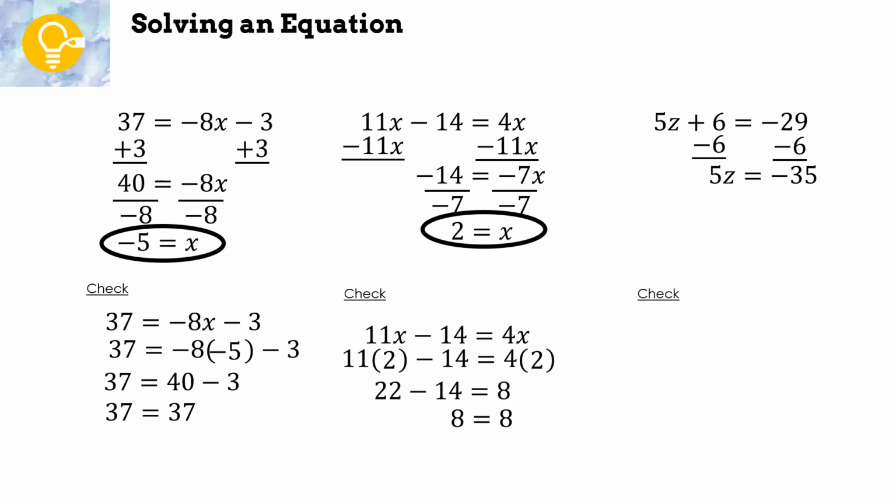We want z by itself, so the opposite of multiplying is dividing, and yeah, we're going to divide by 5 on both sides.